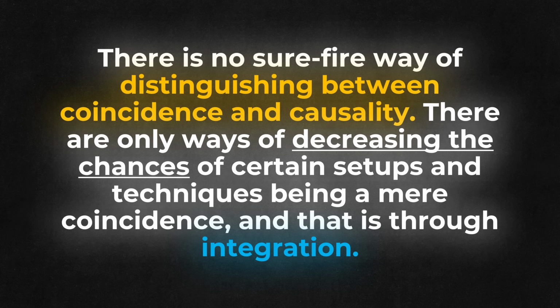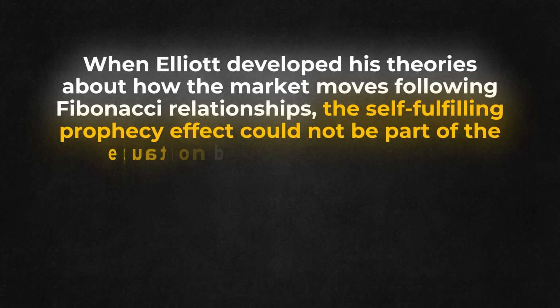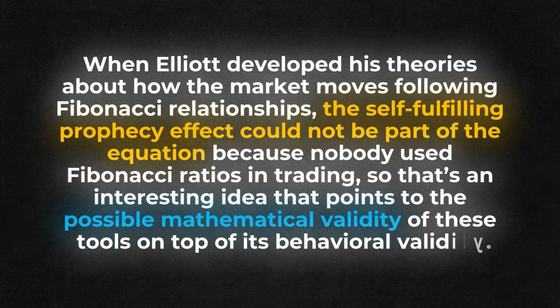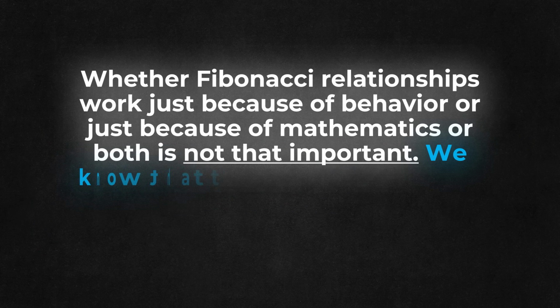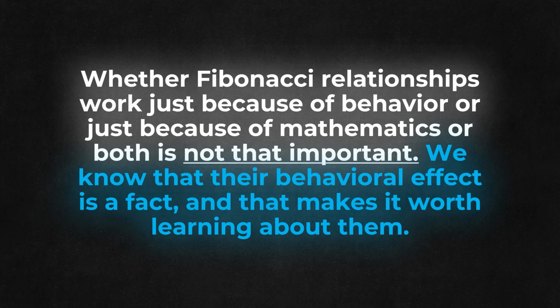When Elliott developed his theories about how the market moves following Fibonacci relationships, the self-fulfilling prophecy effect could not be part of the equation because nobody used Fibonacci ratios in trading. So that's an interesting idea that points to the possible mathematical validity of these tools on top of their behavioral validity. Whether Fibonacci relationships work just because of behavior or just because of mathematics, or both, is not that important. We know that their behavioral effect is a fact, and that makes it worth learning about them.